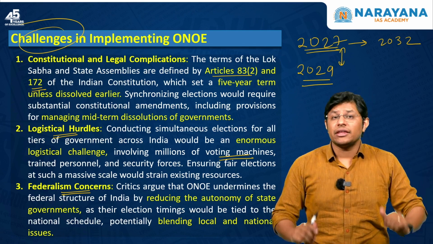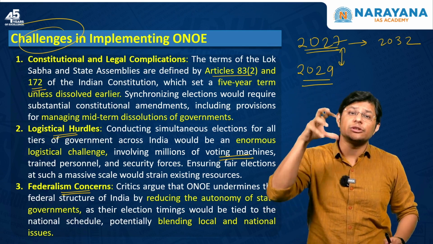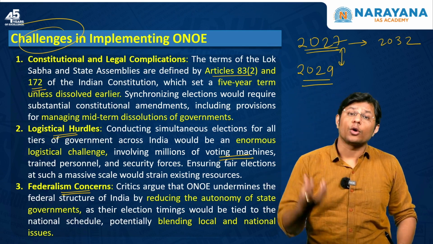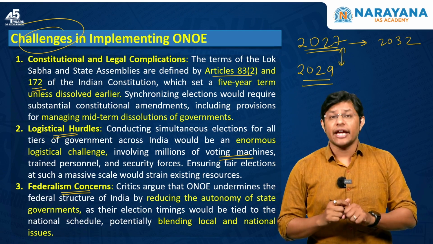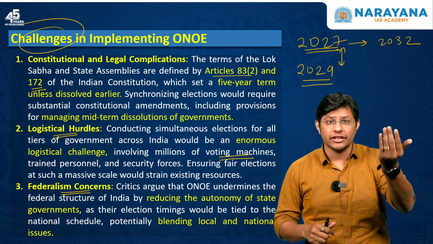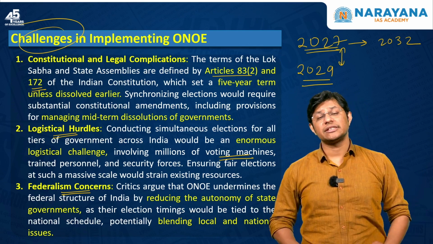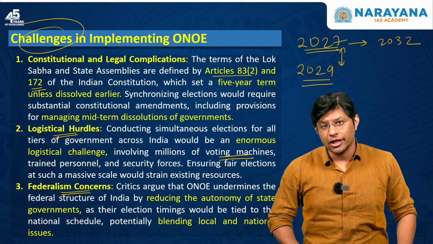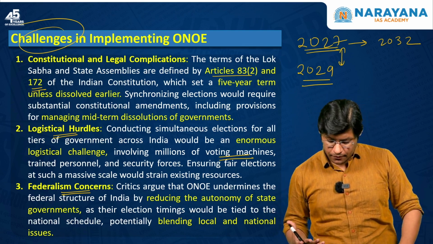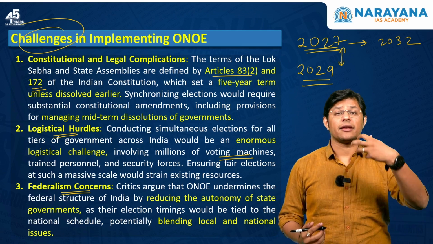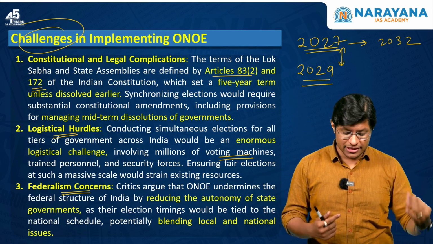But now when there will be simultaneous elections, the national issues will overpower or override the regional issues. Which means during the elections, the focus will be more on the national issues and regional issues will be ignored. This is a major challenge that these state governments are seeing, right? Which means here the local, the regional and national issues would get blended. The regional issues might be ignored. This is the third challenge.